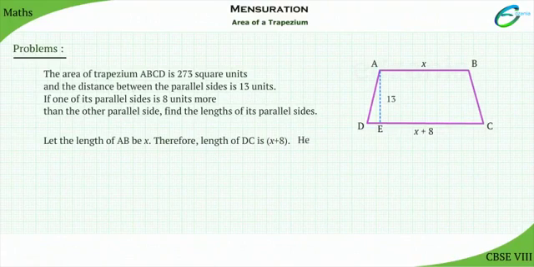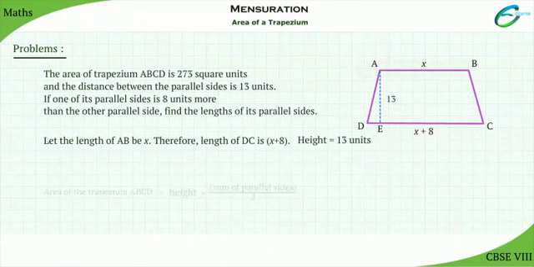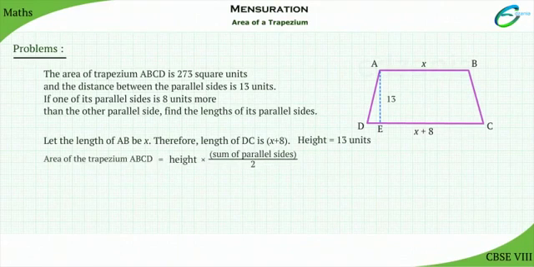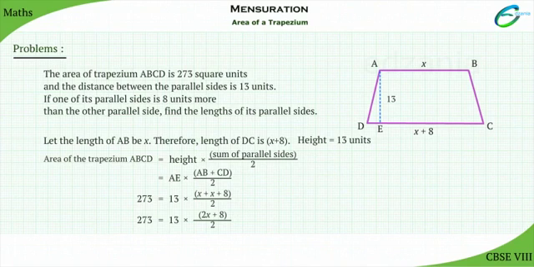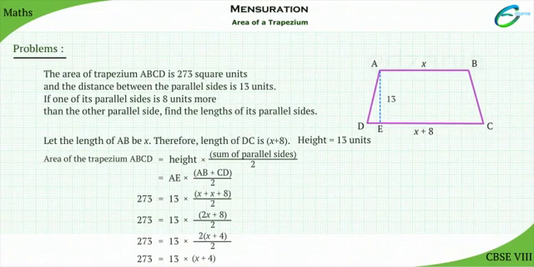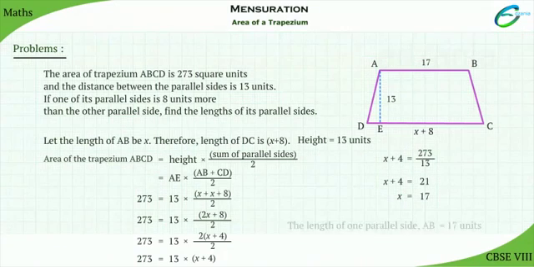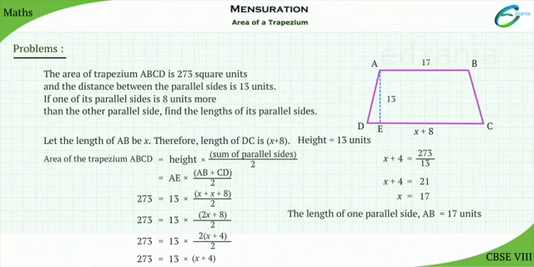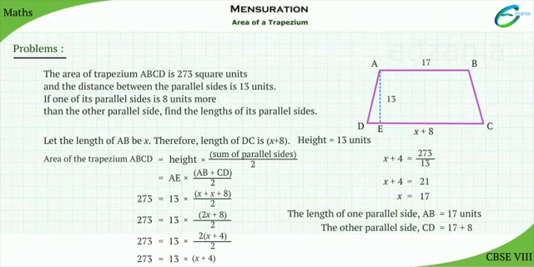Height is 13 units. Next, let us use the formula to find the area of the trapezium. We substitute the values in the formula. We take 2 as a common term and then cancel 2 in the numerator and the denominator. Then we simplify the equation further and find the value of x to be 17 units. The value of x represents the length of one parallel side, AB. We can find the value of the other parallel side, CD, by adding 8 to the value of x, which is equal to 25 units.